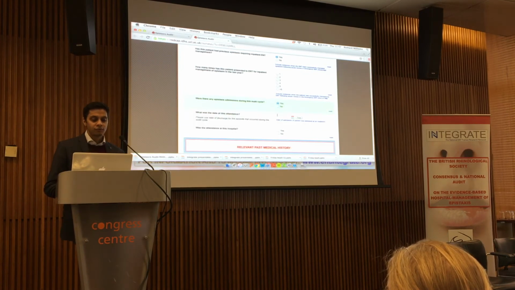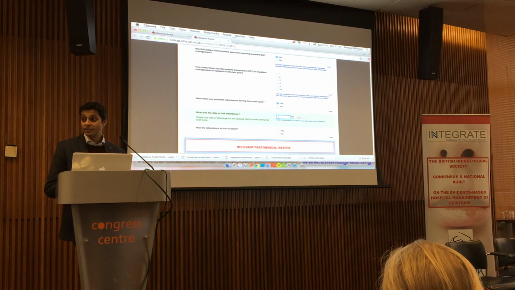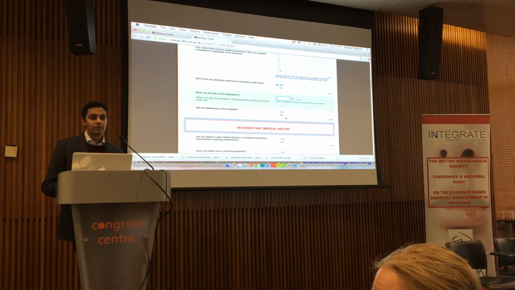So the question is, what was the date of their attendance? And I think we've agreed on this as the date of admission. Everyone happy with that? Date of admission. I've got to change that bit at the bottom that says date of discharge, but it is the date of admission that we're using on that. What if they had 2 admissions during that period of time?